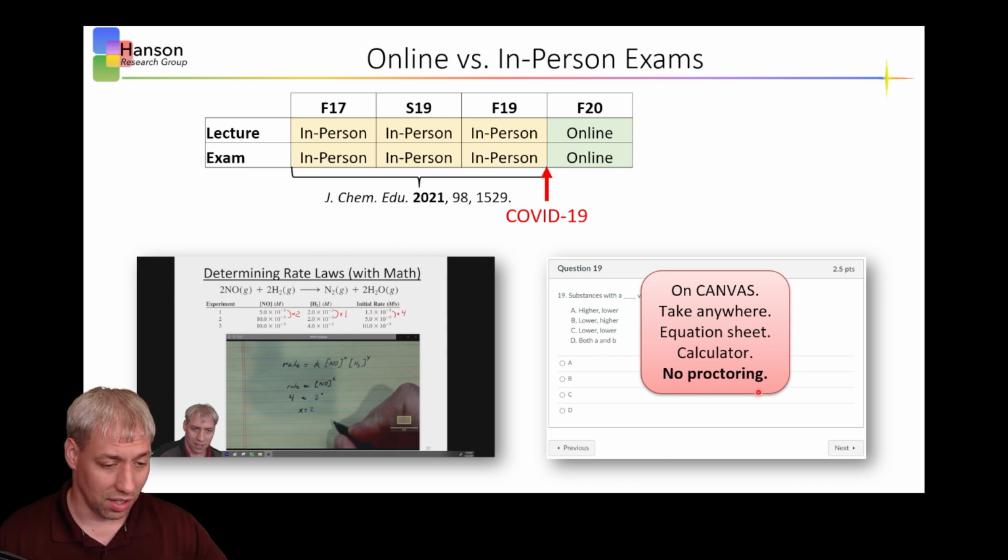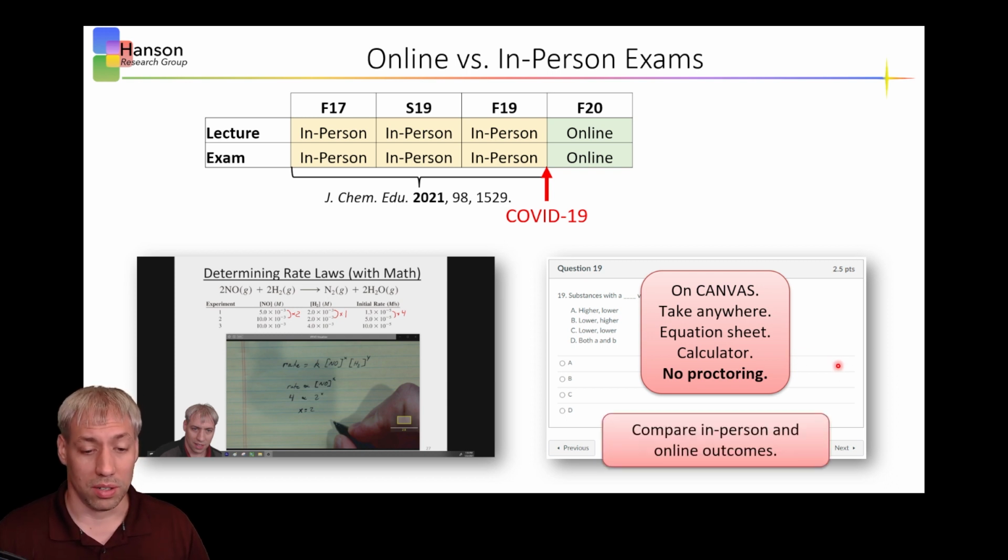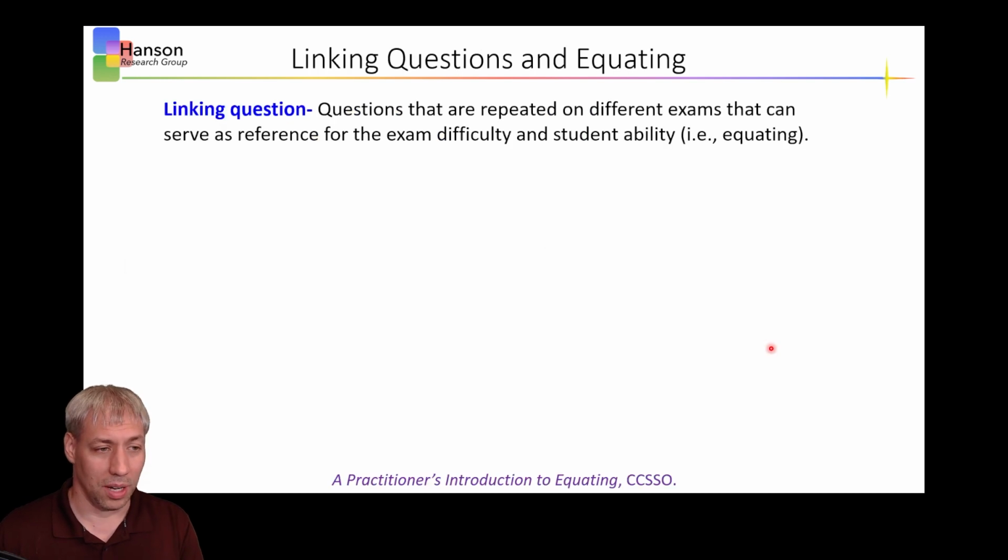I know there's a lot of contention about using Honorlock and things like that, but if you look at the literature, there are mixed feelings about whether those online proctoring softwares actually help or hinder cheating. So we decided to do the experiment. We did no proctoring. Ultimately our goal was to compare the in-person and online exam outcomes.